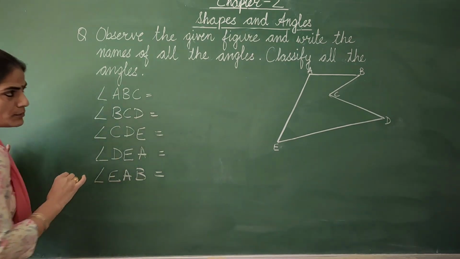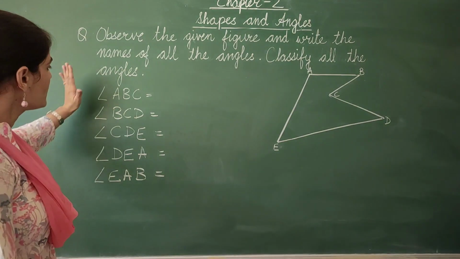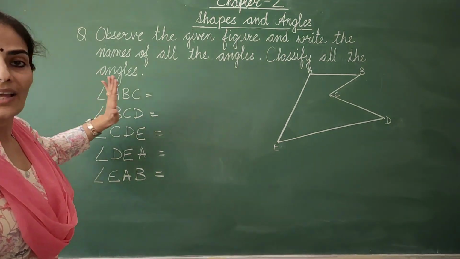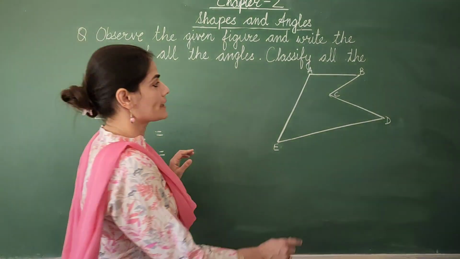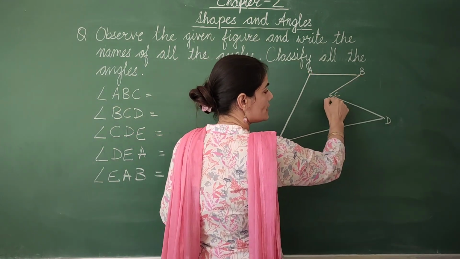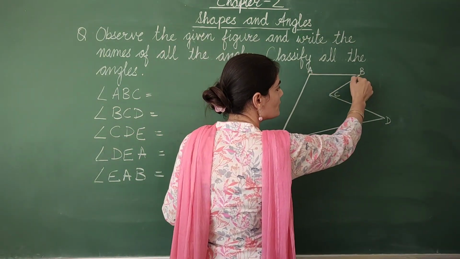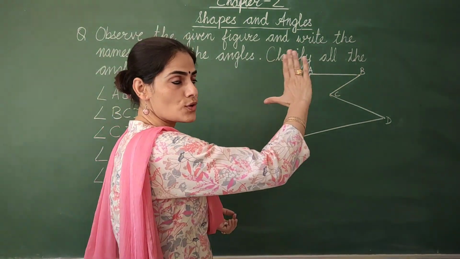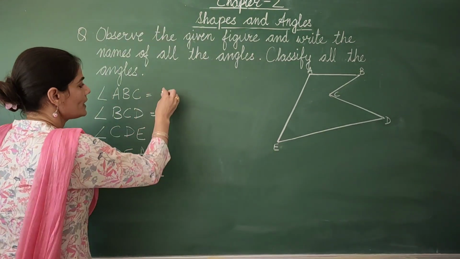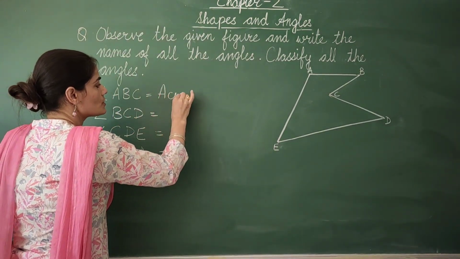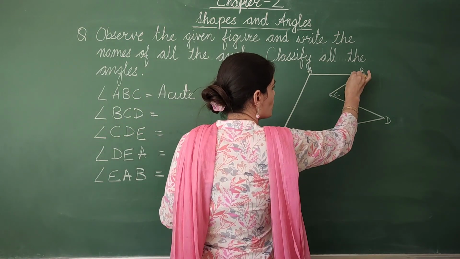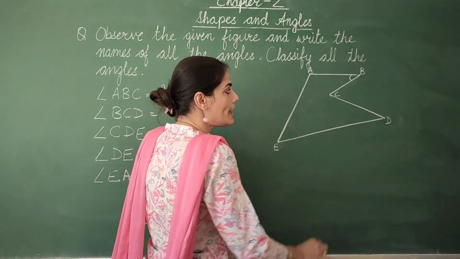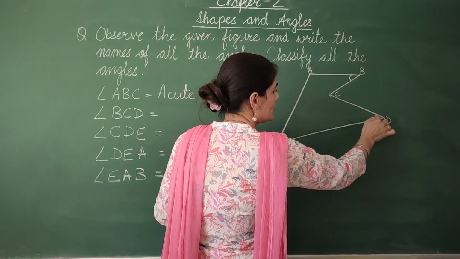Now you might be thinking, man has not classified them. We will classify them now. First we have written the names of all the angles and now we are going to classify them. Look at angle ABC. Here the arms of these angles, they are quite close to each other and closer than the arms of a right angle. So it's an acute angle. This angle is what angle, beta? Acute angle. Angle ABC.